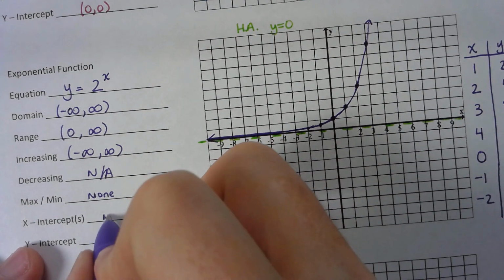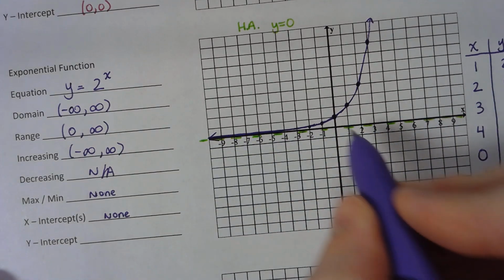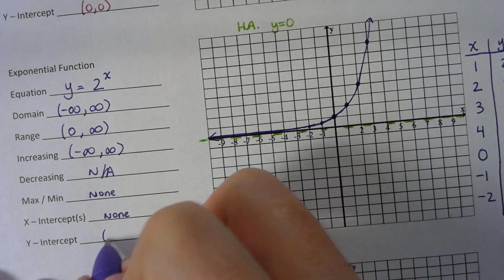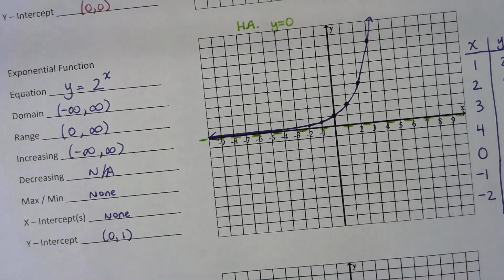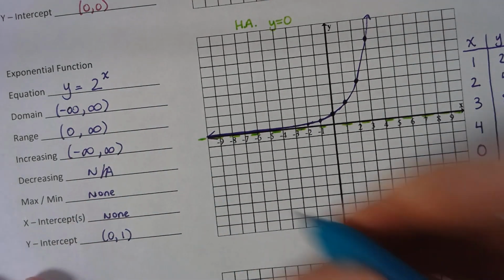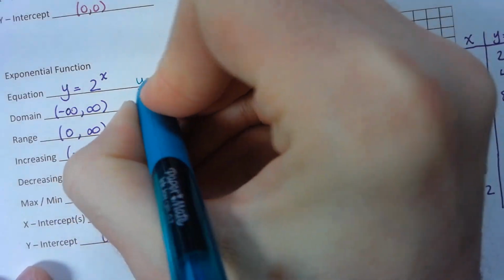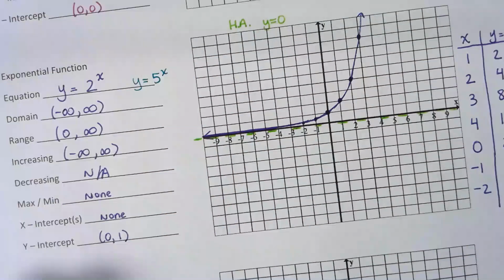That means that it doesn't have any x-intercepts, because it never quite touches this line. But it does have a y-intercept at (0, 1). Alright, so this is just one of the exponential curves. There are lots of them, depending on what you want to make the base here. Right, so I could change this 2 to another number and make up another exponential function. So like y = 5 to the x.